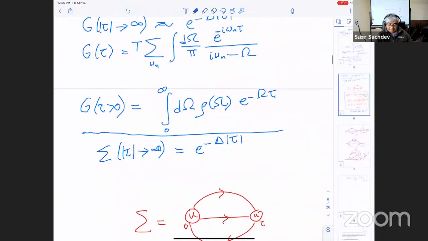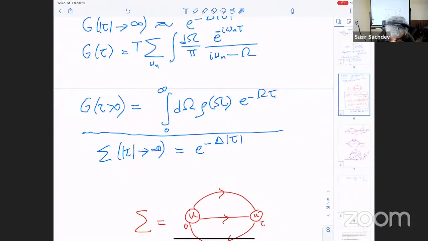Because in a Laplace transform, the behavior at large time is dominated by the behavior at small omega. That's when the exponential will be the largest. So rho of omega must vanish with a power law. But what power law is it?